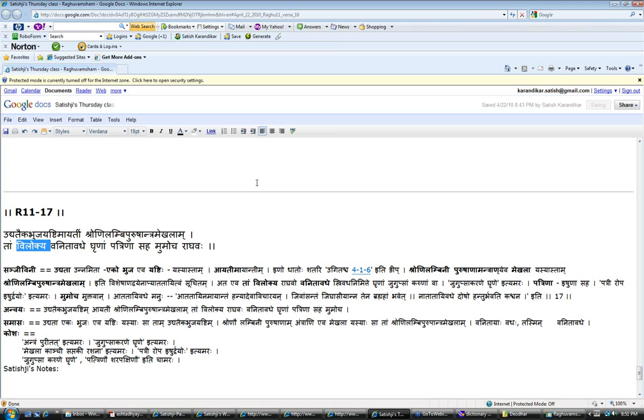Yad gatva nivartante, Bhagavad Gita, right? Yad gatva nivartante tadhama paramamama. So yad gatva nivartante.